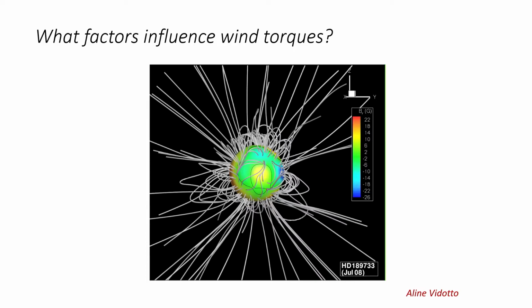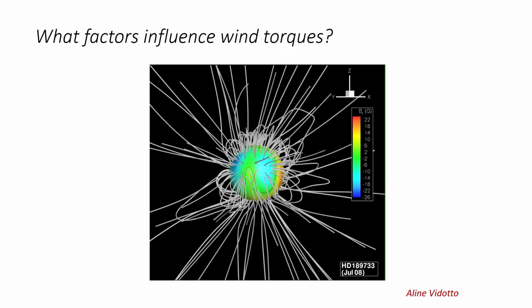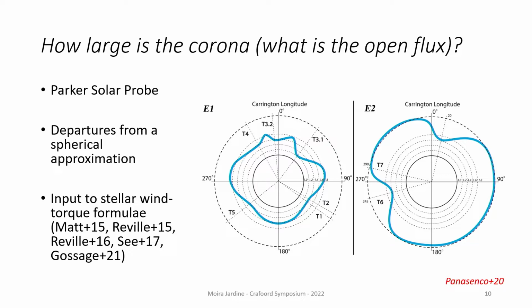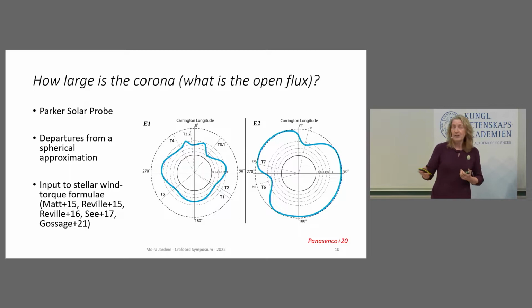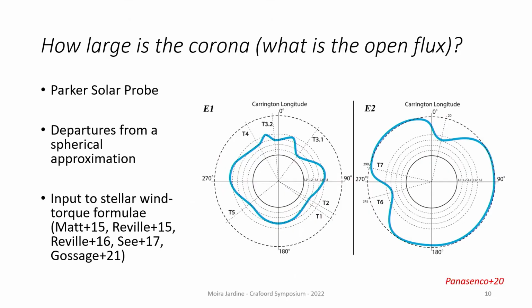So we'd like to understand some of the fundamental ingredients of physics that go into determining these wind torques. And this is where the data that's coming out of Parker Solar Probe is going to make such a difference in the stellar field. So here we have some of the results from the Parker Solar Probe. One of the main factors that goes into models of stellar angular momentum loss is the size of the closed corona, which is another proxy for the open magnetic flux. And here we see two different images of this. The boundary, if you like, of the corona is this dark blue line, and the black line is the disk of the sun. And these are two different observations taken at two different times. The takeaway here is that the shape of the sun's corona changes with time, and it's not spherically symmetric.